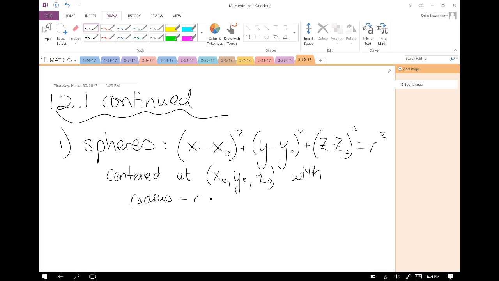If you just cover up the z part, it's the equation of a circle in the plane. So all we had to do was tack on the z piece, and all of a sudden it's a three-dimensional sphere.